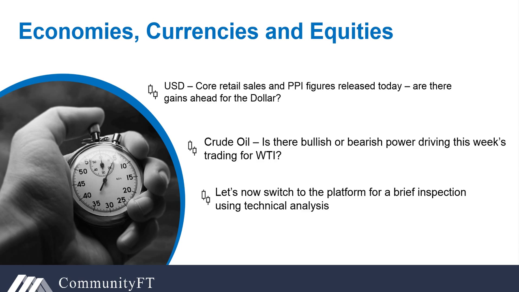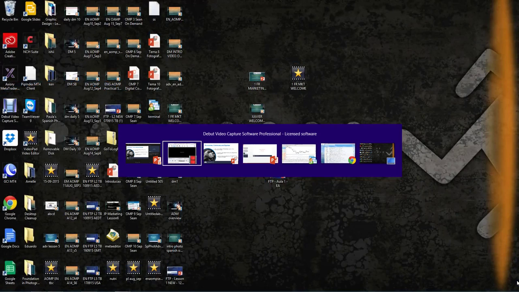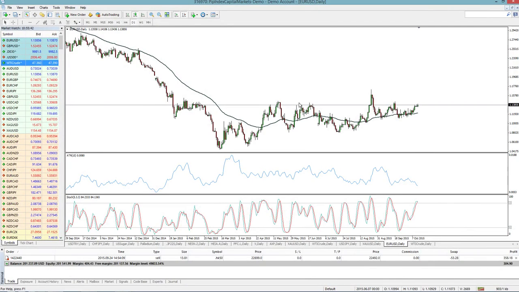Okay, on the cards for this morning, we're going to take a look at some economies, the value of those economies as is always reflected by the value of their currency. We're also going to take a look at some equities, and to help us do so in a more detailed manner, we're going to switch to the platform for a more analytical inspection.